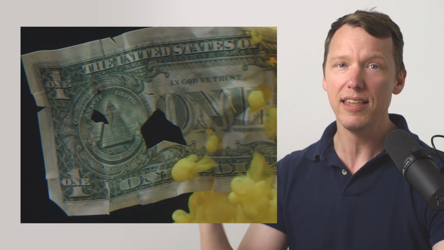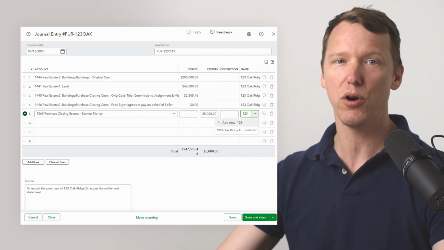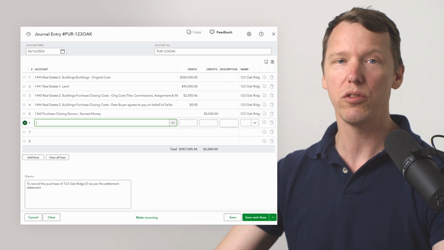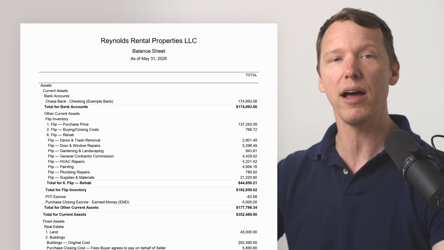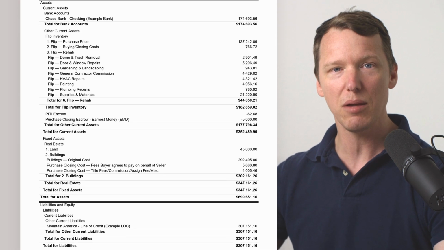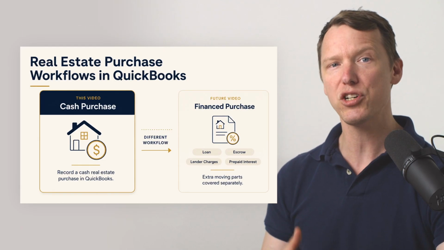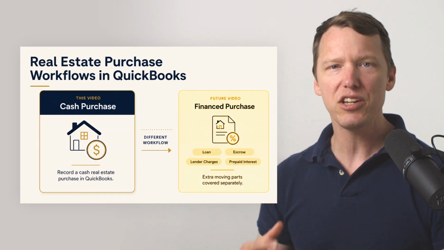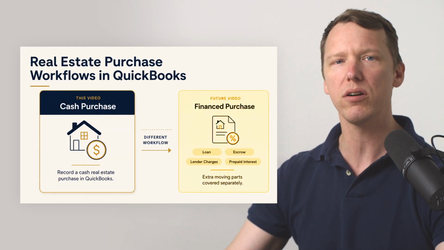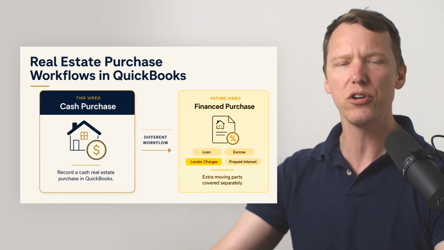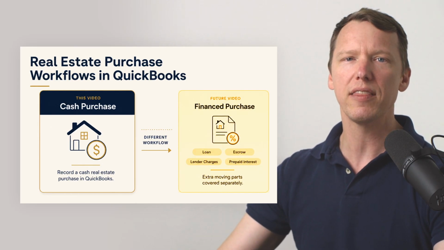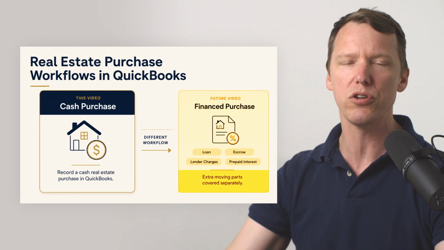So by the end of this video, I'm going to show you how to record a cash purchase in QuickBooks so that your books are clean, your balance sheet makes sense, and your closing statement ties back properly. Now, this video is specifically for a cash real estate purchase. A finance purchase has a few extra moving parts like the loan, escrow, lender charges, prepaid interest, stuff like that. So I'll cover that separately in a future video.